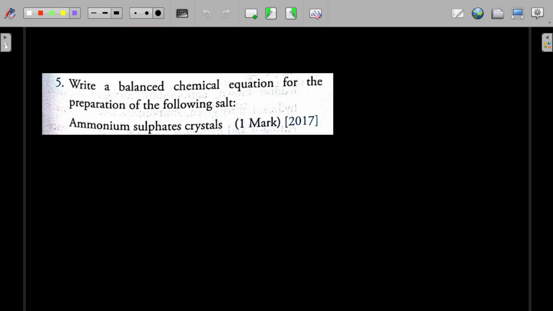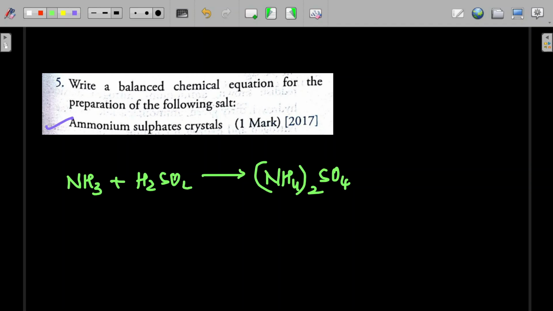Balanced chemical equation for preparation of the following salt: ammonium sulfate crystals. This is a tricky question. They have asked you ammonium sulfate crystals, (NH4)2SO4 crystals, which means no byproducts. So you can take ammonia and H2SO4. That's it. Don't write anything for H2SO4, just leave it. This is a pure state. We are taking both of them, just like you write NH3 plus HCl, you will take both of them in the gaseous state, meaning pure state.